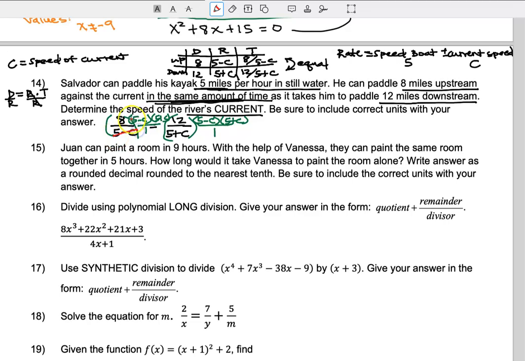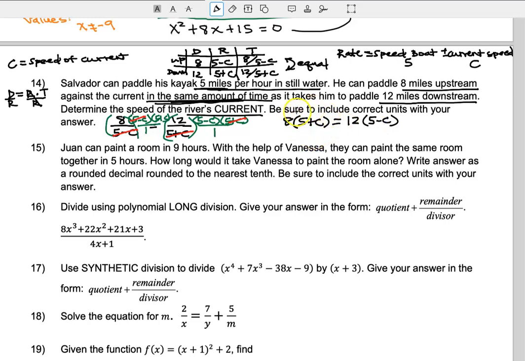So 5 minus c's divide out there, 5 plus c's divide out here, and then I'm left with 8 times, I still have that 5 plus c, equals 12 times, what's left is the 5 minus c. And then we just need to solve it from here.